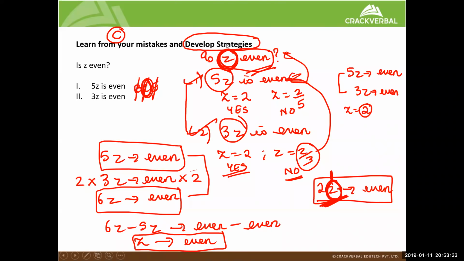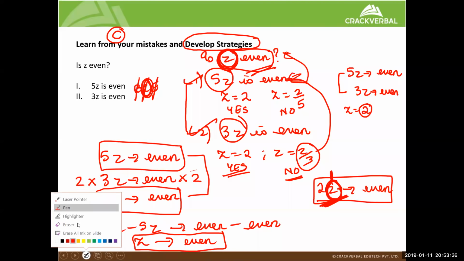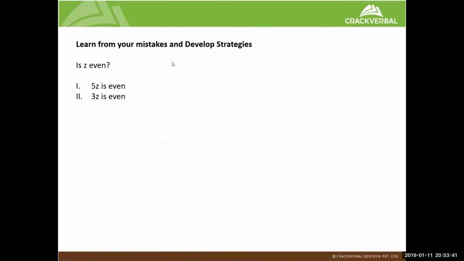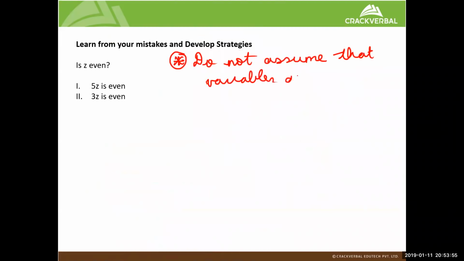Okay, so what are the 3 points that you need to note here? I'll just erase the entire ink from the slide here. The first point that you take care of in your error log is: do not assume that variables are integers, right? What you all did is you didn't think of fractions. You all directly said if 5z is even, z has to be even, which was completely wrong. z can be a fraction too, right? So don't assume that things are only integers.